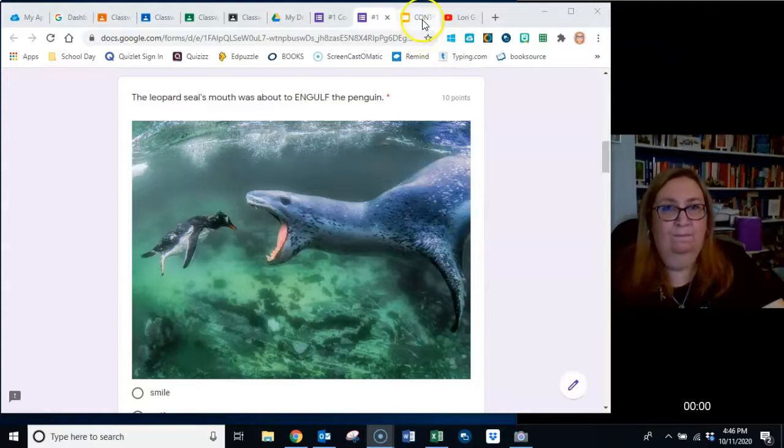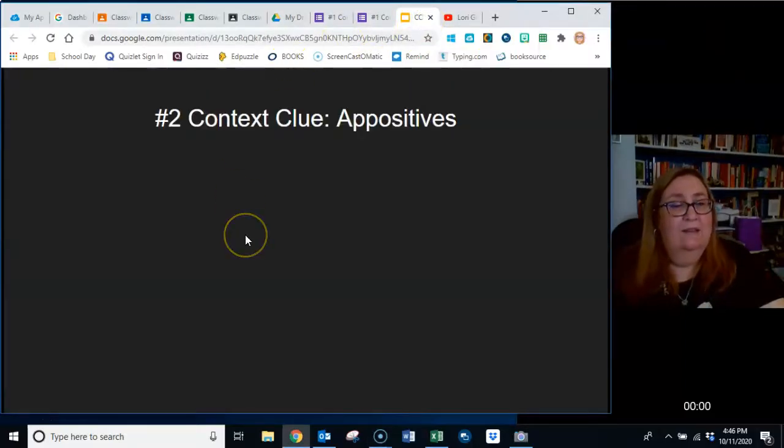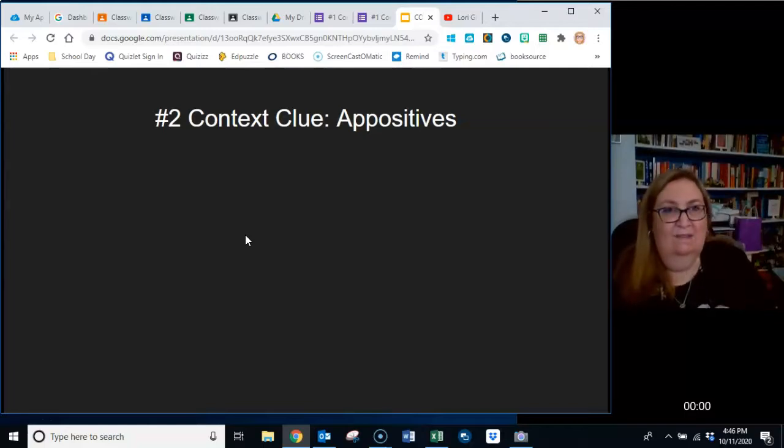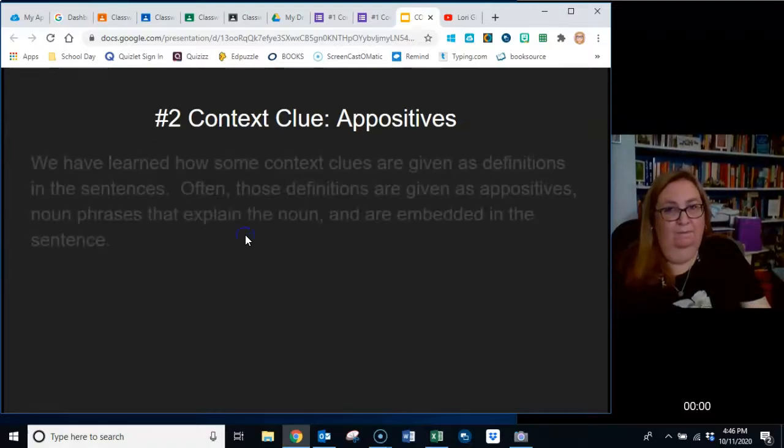Okay. All right. Let's look at a different kind of context clue. And actually, I said yesterday was easy, but this may be easier because we're still talking about the definitions and they're still going to be in the sentences that we've looked at, but they're put in as something we call an appositive. Let me explain.